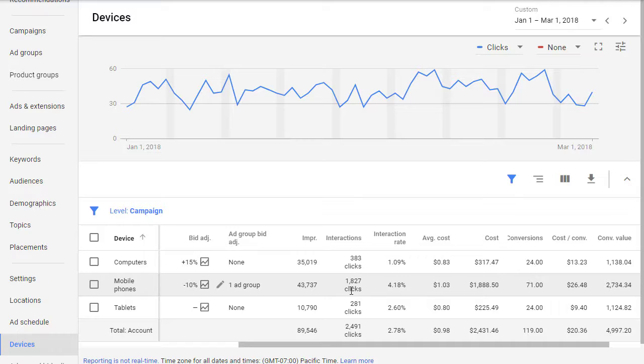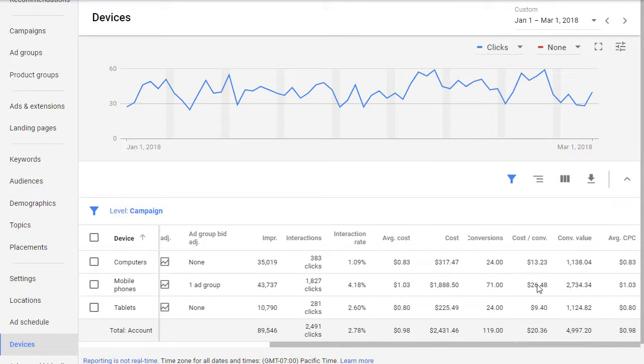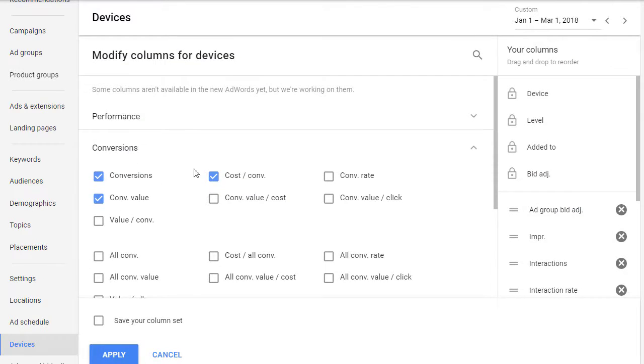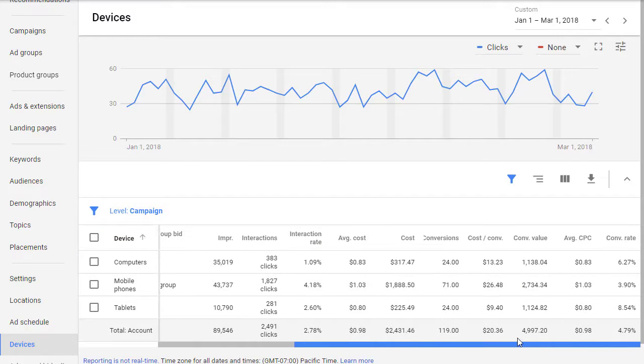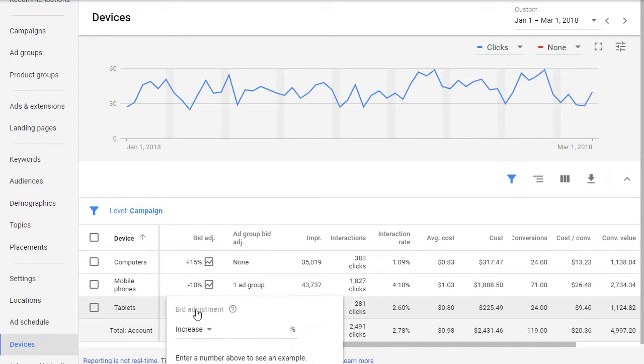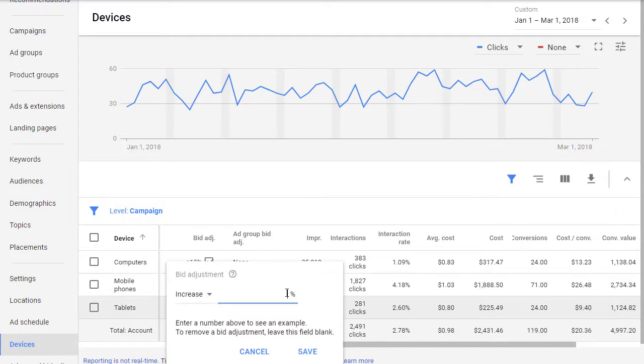You can go into the keywords and add more negative keywords, etc. But the conversion rate is not bad. This is the conversion rate here. To add different columns, we're going to click on Modify Columns, and we can look at the conversion rate. It's 6.27% for computers. That's great. Only 3.9 is the conversion rate for mobile, and 8.54 for tablets. So let's actually increase this to 25.